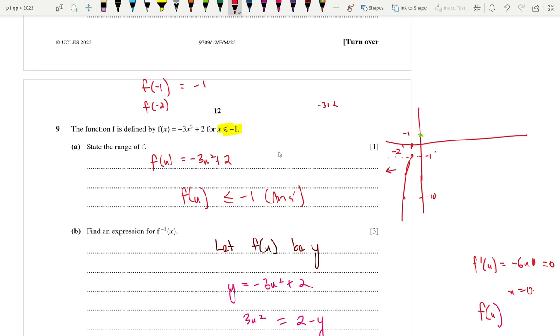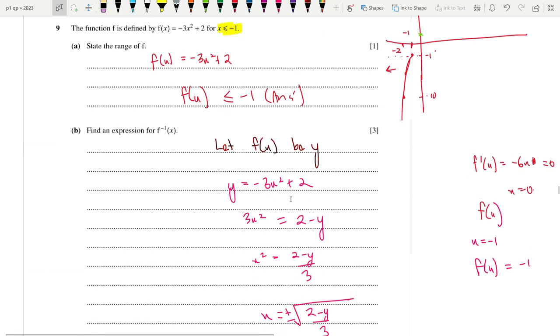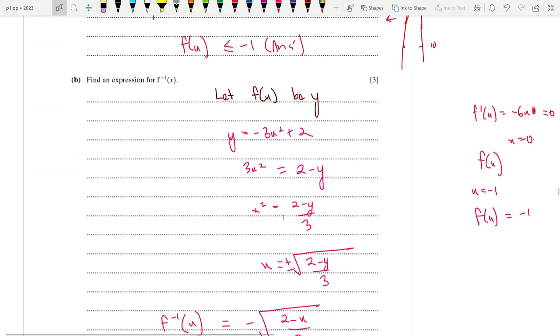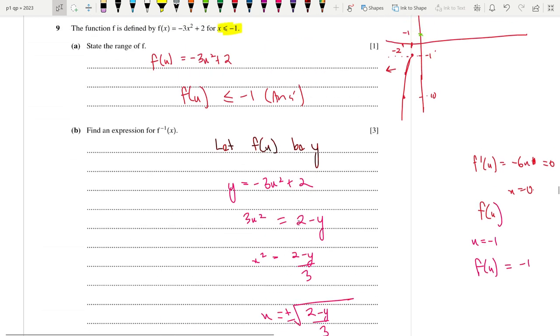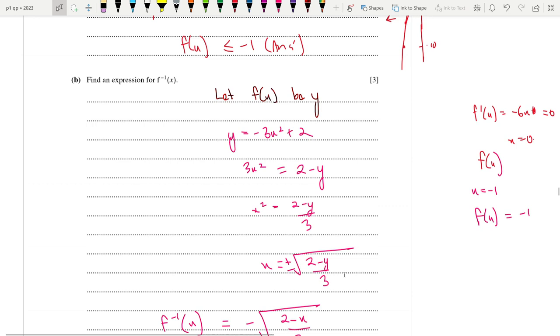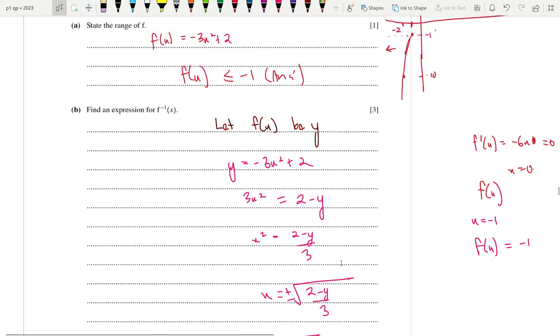Next, it's a one-to-one function, so we can find the inverse. Let f(x) be y, so y is equal to minus 3x squared plus 2. Make x the subject, we actually end up with plus minus root over (2 minus y) by 3.